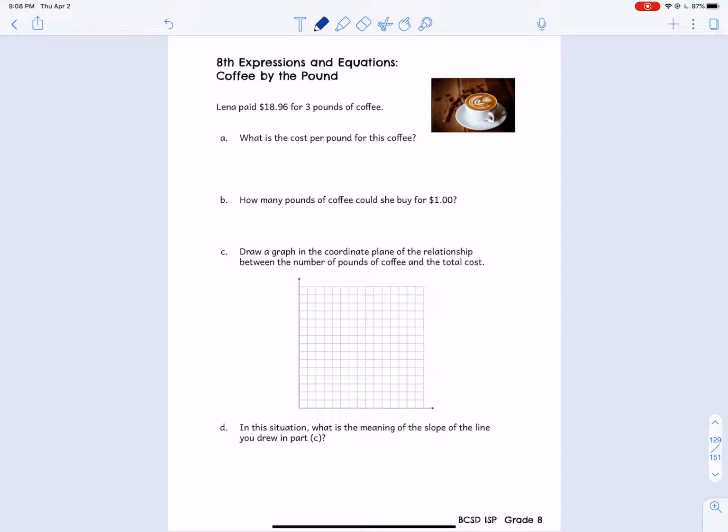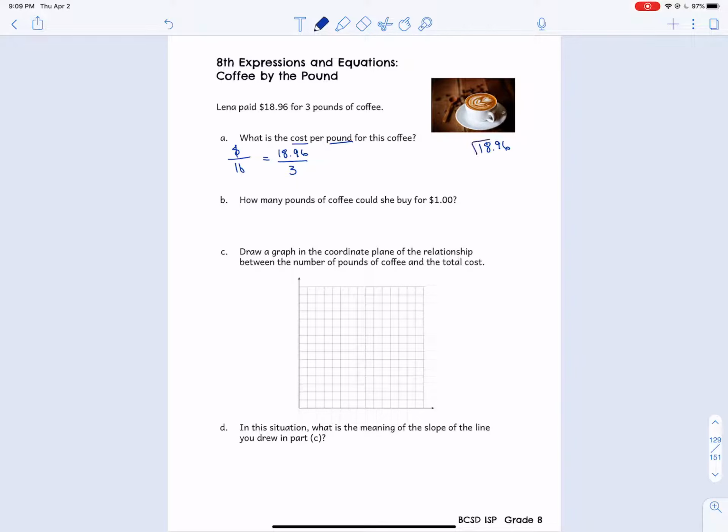So this is going to be the unit rate. If we're thinking about a graph, it's going to be the slope. So we have to find the rate. So cost per pound. So use the words as a guide. Cost, that'll tell you what to put on the top of our fraction and what to put on the bottom. So cost per pound. So do we have enough information? So the cost is $18.96 per 3 pounds of coffee. So that is division, so we need to divide.